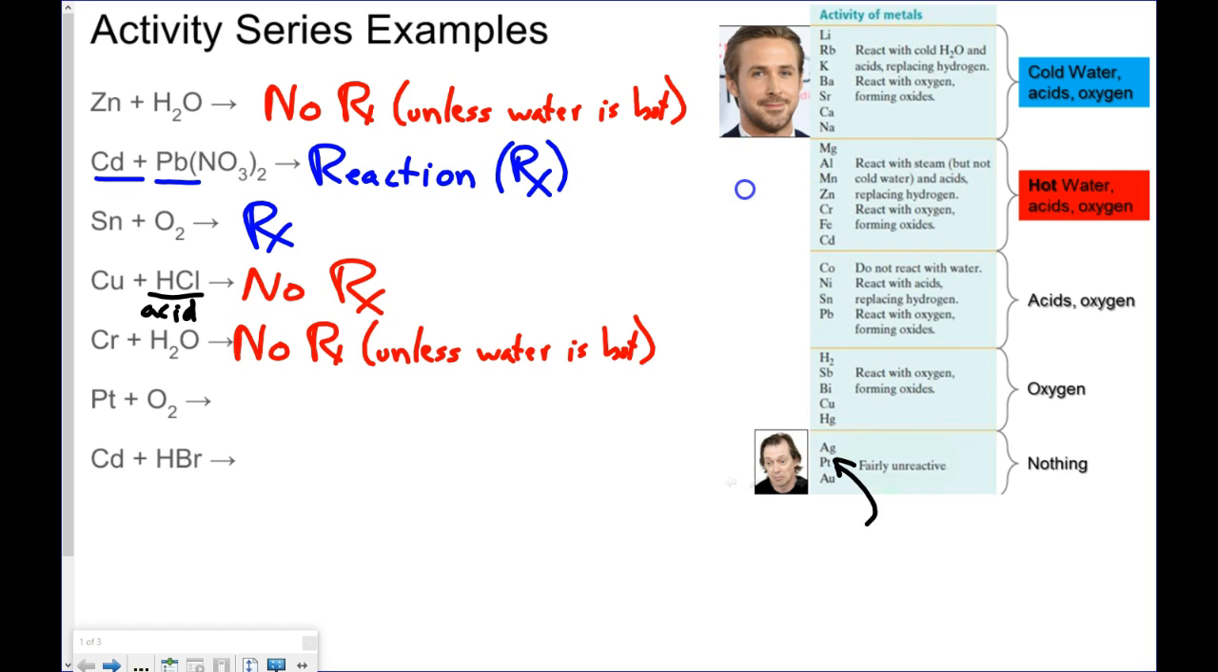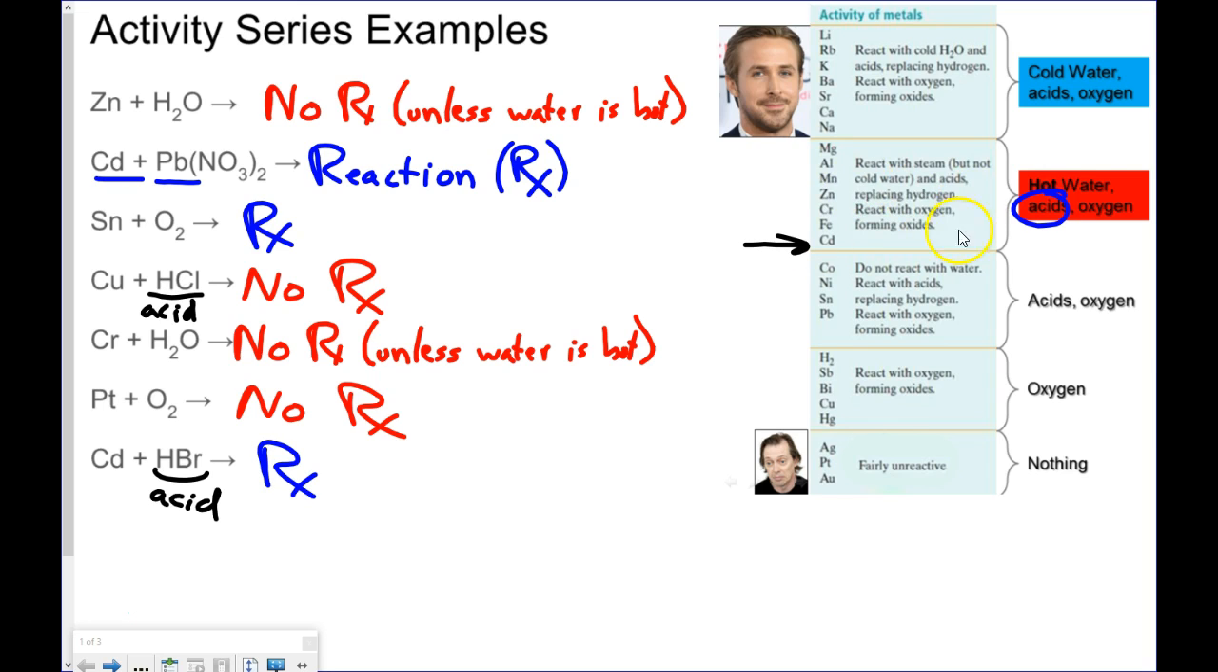Moving on to platinum and oxygen. Platinum is very unreactive. This is why these are the precious metals. Not really going to react with oxygen or anything no matter what the conditions. Last one, cadmium plus hydrobromic acid. That one will form a reaction right there. Those on this little section of the scale will react with acids, in this case, hydrobromic acid.